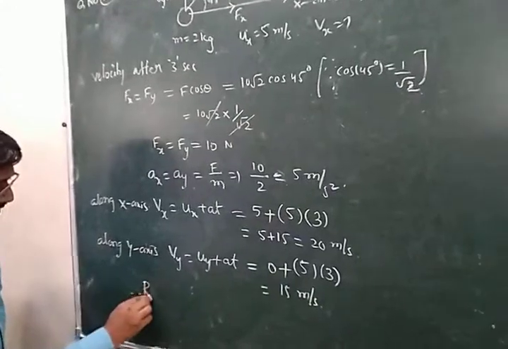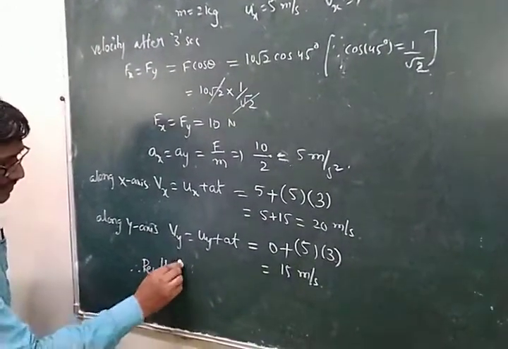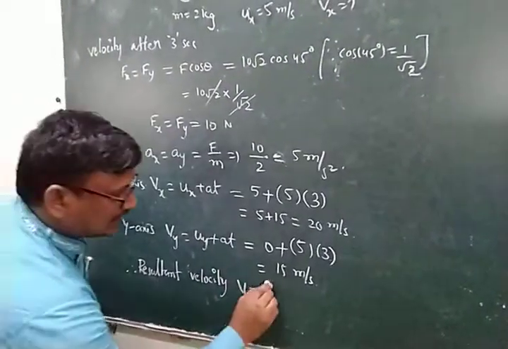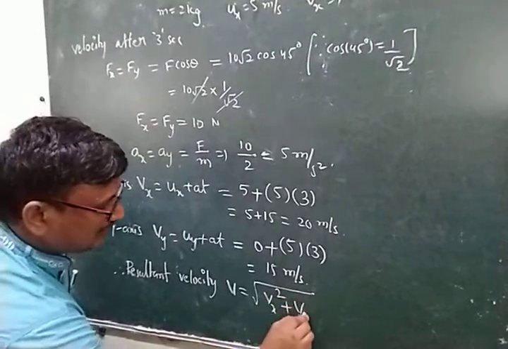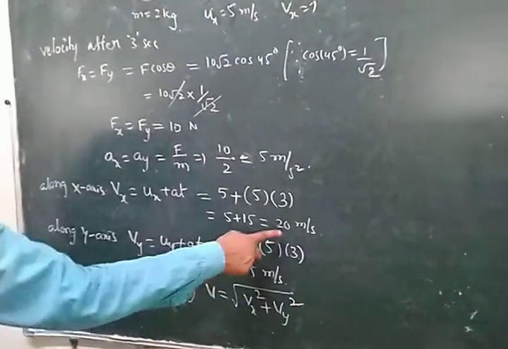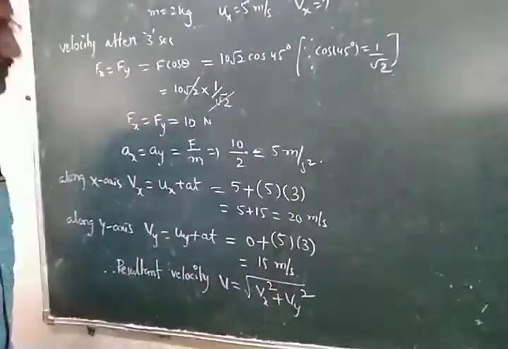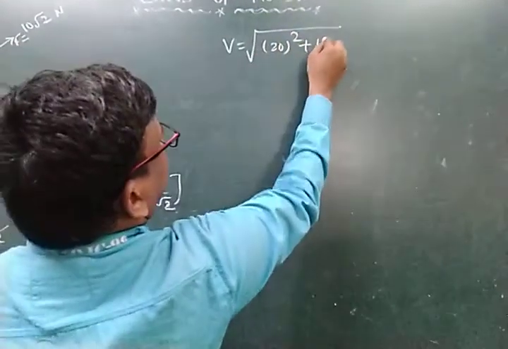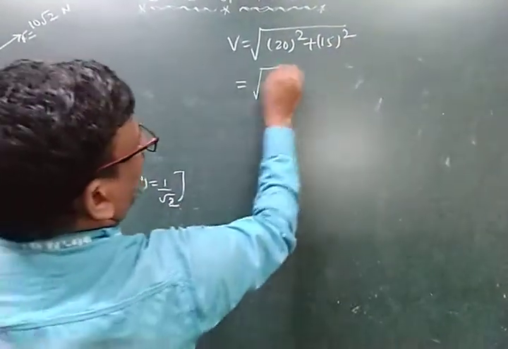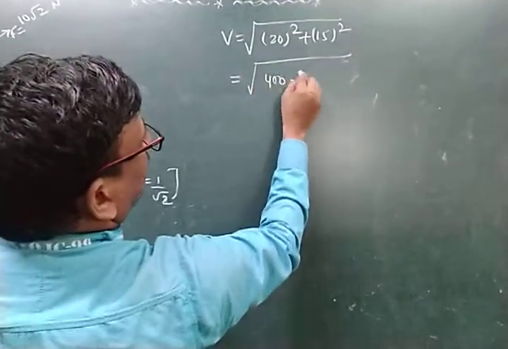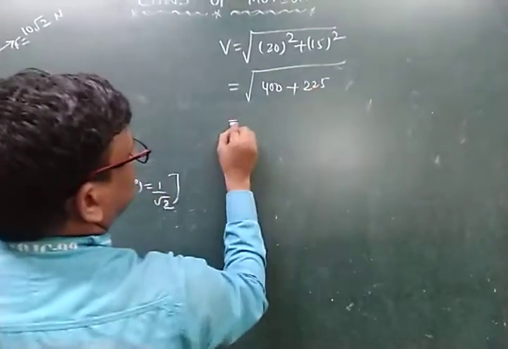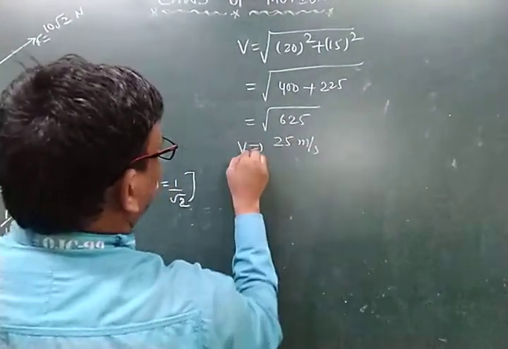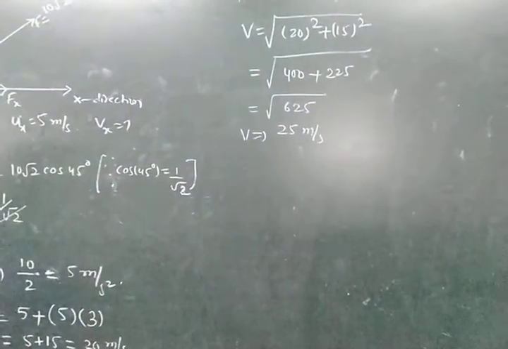Therefore the resultant velocity v is equal to under root of Vx square plus Vy square. Vx is 20, Vy is 15. So v is equal to under root of 20 squared plus 15 squared, that is under root of 400 plus 225, equal to under root of 625, that is equal to 25 meters per second. This is the velocity of the ball.